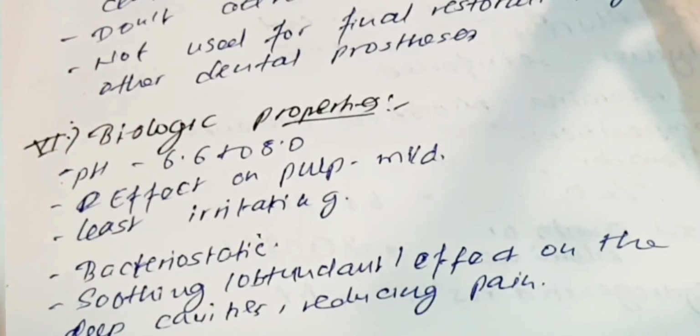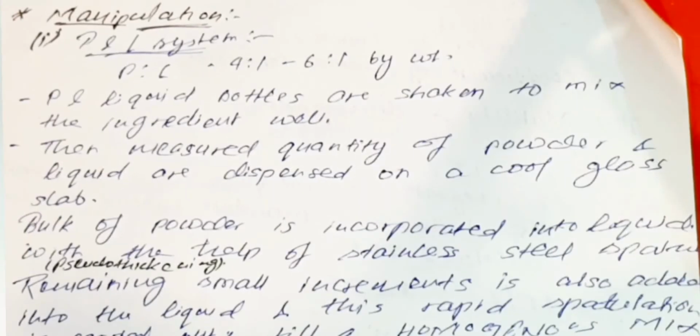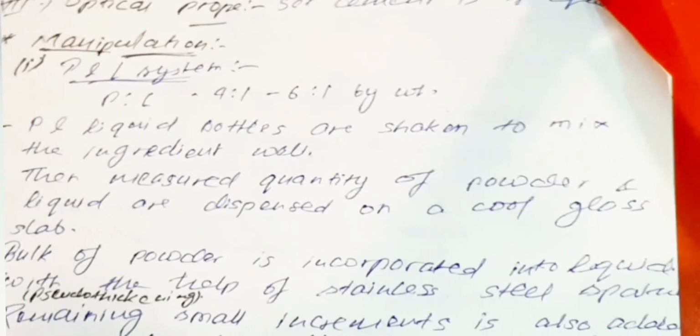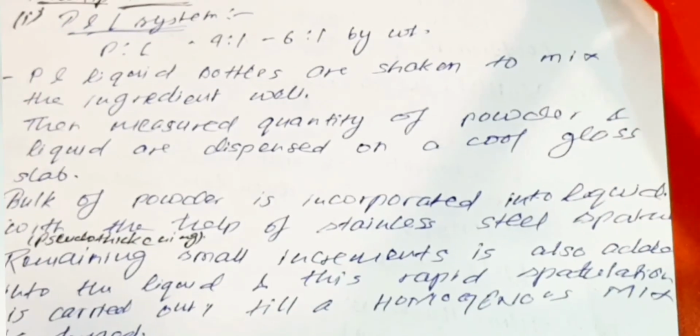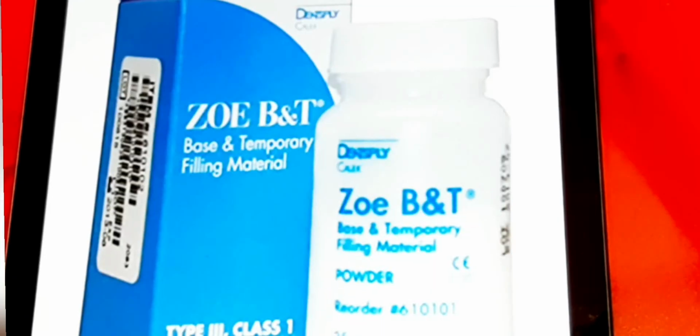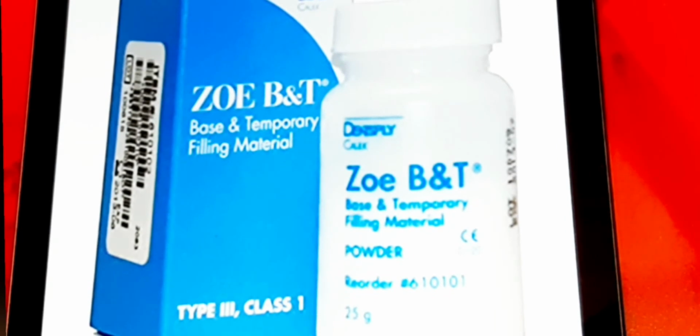Now the next topic is the optical properties. The set cement is opaque. The next topic is manipulation. I have already told you that they are supplied in two systems, that is powder liquid and two paste system. So here is the powder of ZOE. This is base and temporary filling material, you can see, and this is type 3 and class 1. First of all we will deal with the powder liquid system.